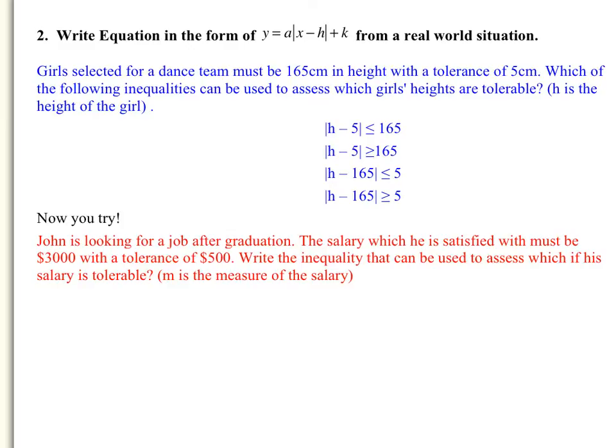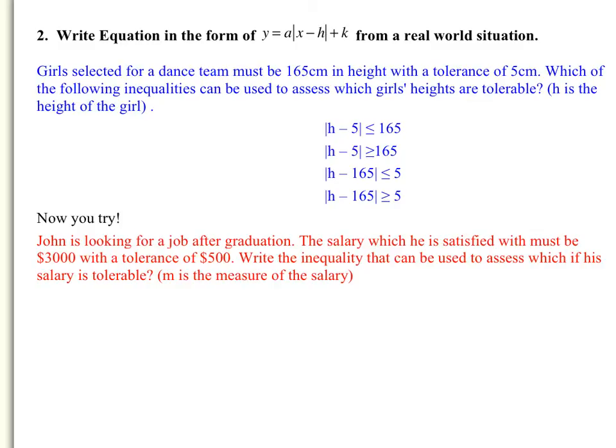Let's read the problem in blue. Girls selected for a dance team must be 165 centimeters in height with a tolerance of 5 centimeters. Which of the following inequalities can be used to assess which girl's heights are tolerable? H is the height of the girl. Now, let's reread the first sentence and just think about what this means. Girls selected for a dance team must be 165 centimeters in height with a tolerance of 5 centimeters. Okay, I can picture a girl being 165 centimeters in height. But what does it mean to have a tolerance of 5 centimeters?